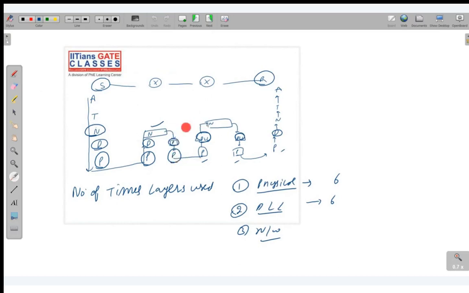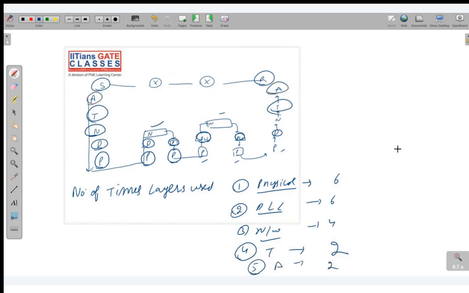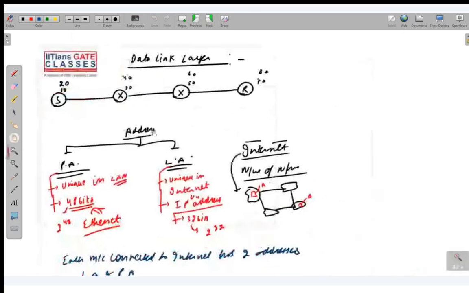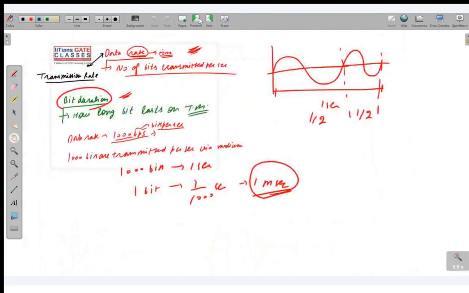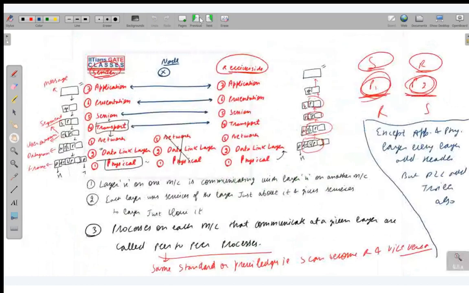Okay, 4 times. Yes. What about my transport? Only 2 times. Here and here. It has not been used in the intermediate nodes. Fifth, application layer. Only 2 times. Sender and receiver. And now see this. I have unfolded the things in front of you. I told you when I started, no? Layers. I told you these three layers were used. So in a node only, these three layers are used. Other layers are not used. So this is the proof of why only these three layers are used.